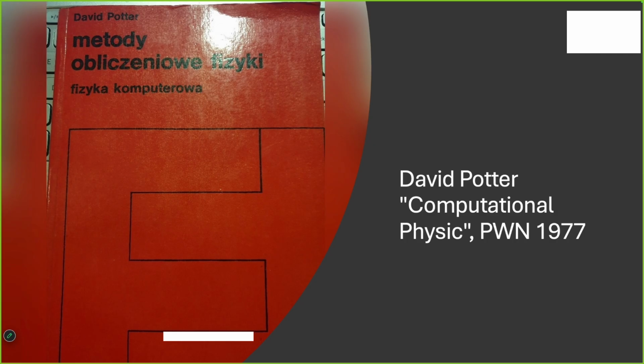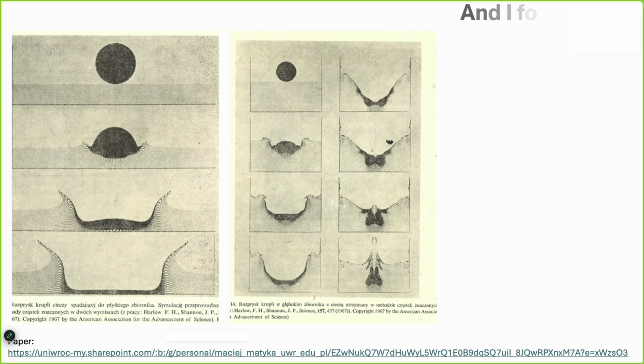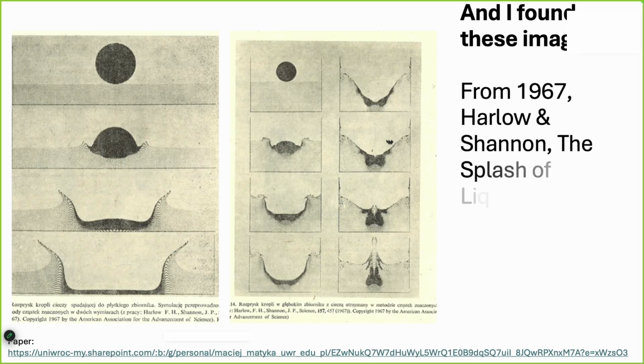Then I came to one of the professors in the institute, to his room, and he told me about some interesting books, and one of them was the book of David Potter. This is the Polish version of the book. Obviously, you can find it in the English version as well, and this is about computational methods in physics. The book is about many topics, not only the particular one that attracted me. What attracted me were those pictures.